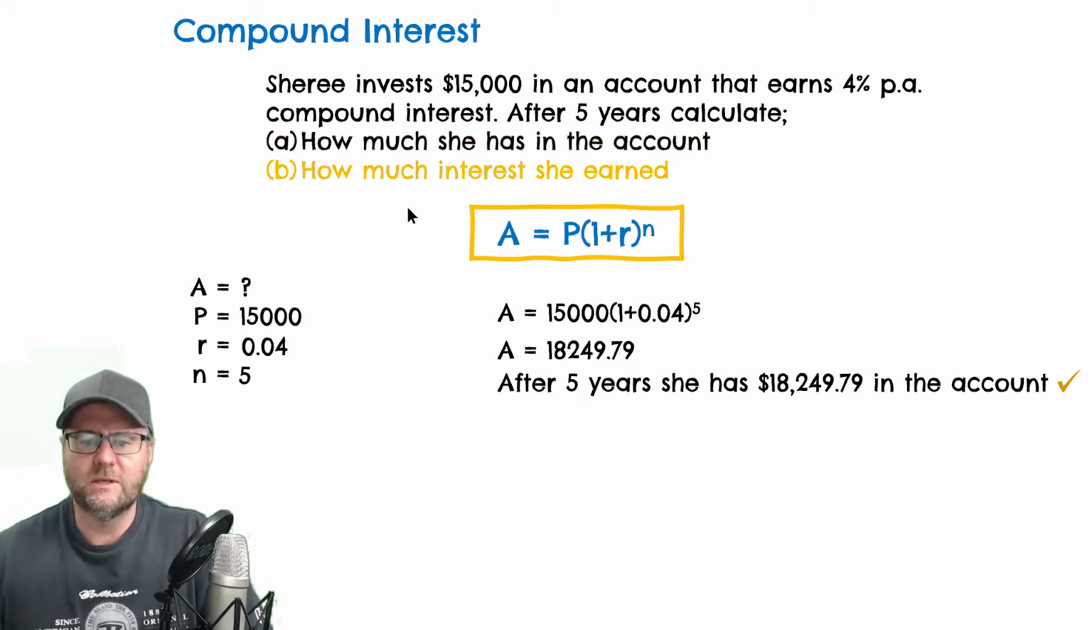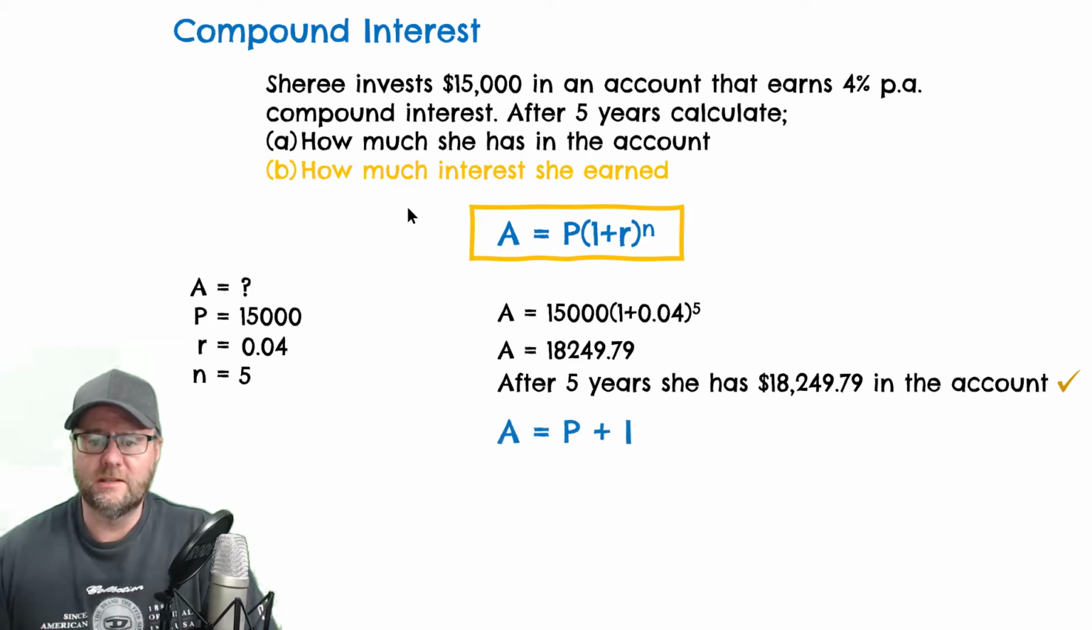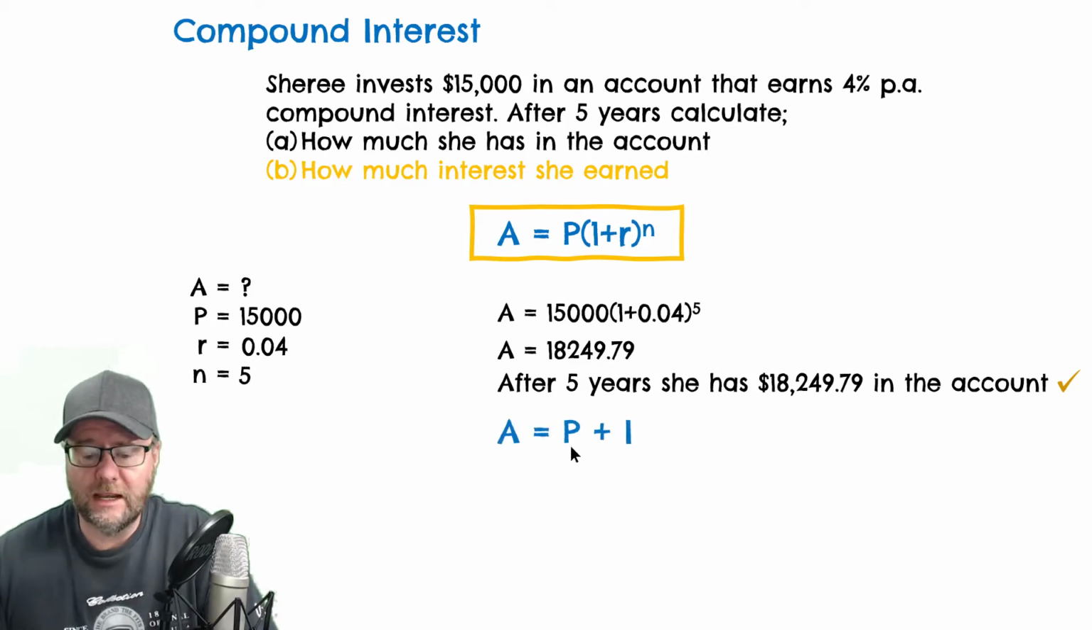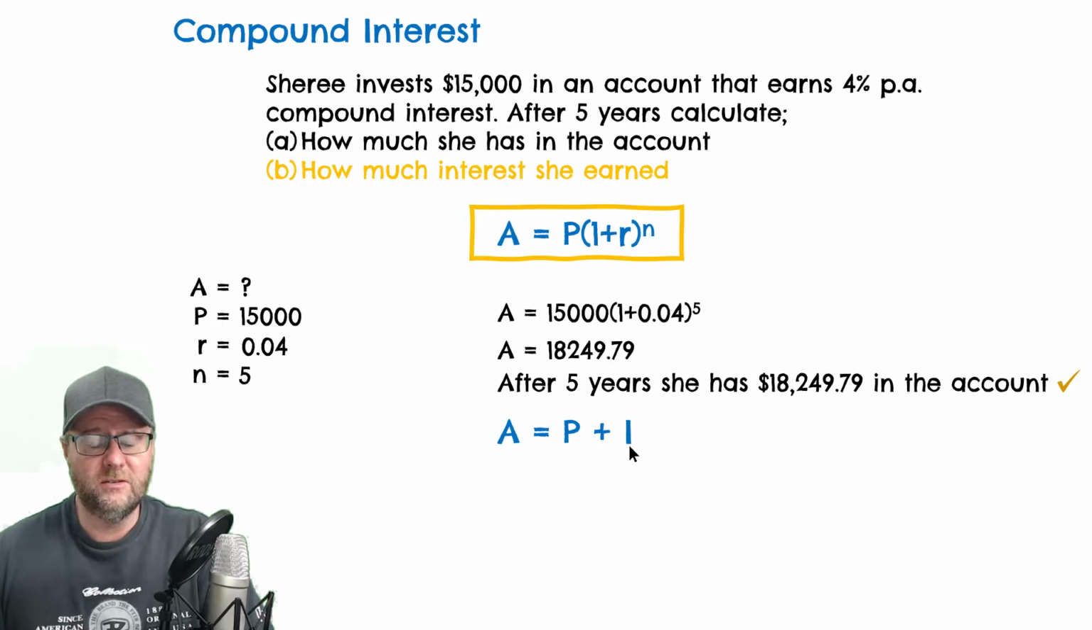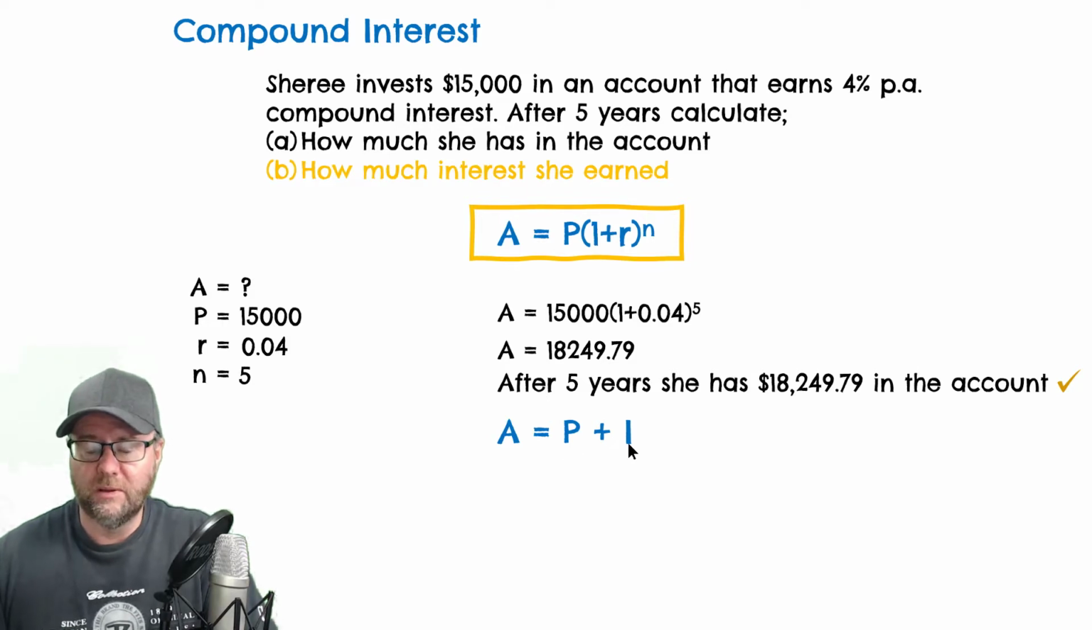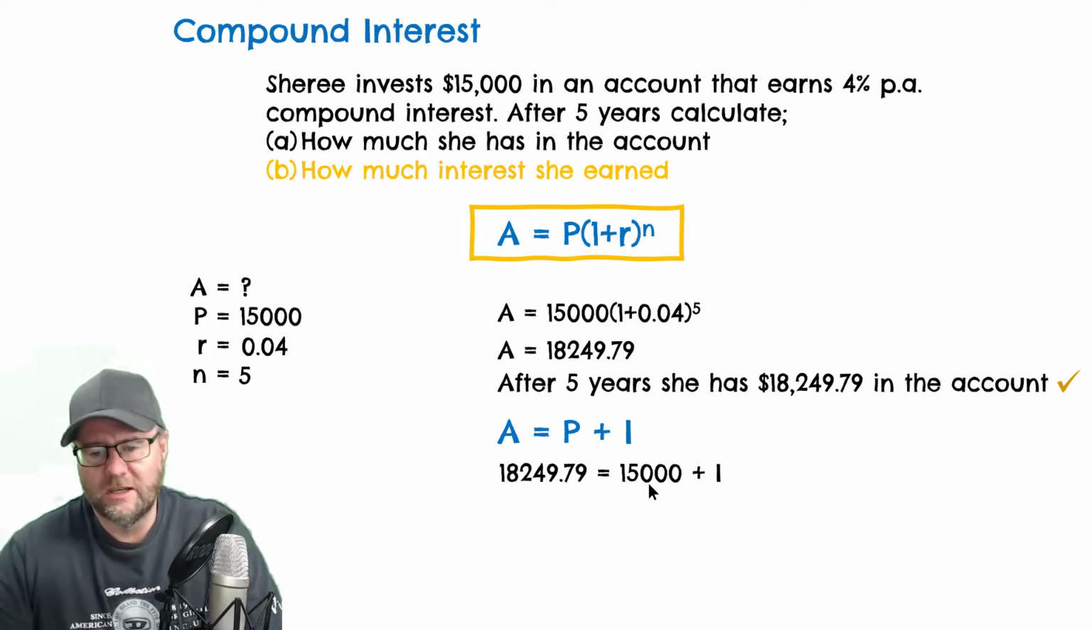Question B was how much interest has she earned? The amount is simply the principal, the starting amount, and everything else is interest. So she put the 15,000 in. All the rest represents the interest. So the amount is made up of the principal plus the interest. So I can put those figures in. I know the amount that it grew to. I know the principal, and it's just the difference between the two.